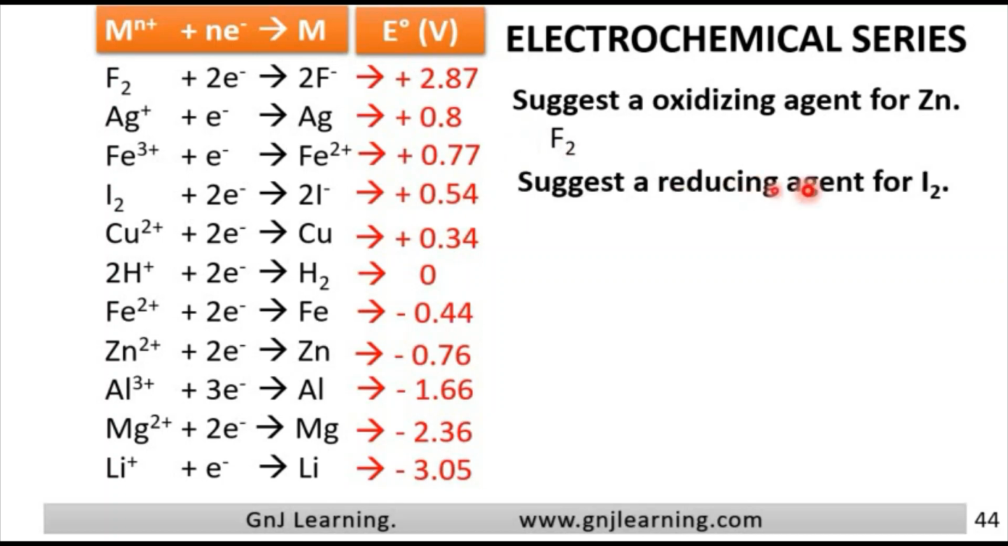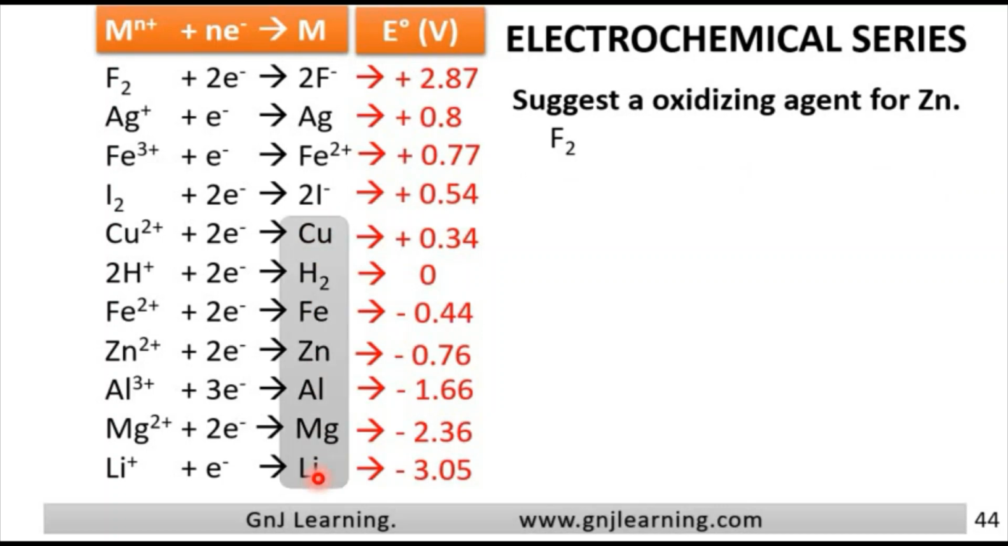Next question: suggest a reducing agent for I2. Where is I2? I2 is here. I want to reduce it to 2I minus, so I want to suggest a reducing agent. Where is the reducing agent in this table? Which one will I choose? In the case of a reducing agent, as you come down, if the E0 value decreases, the reducing agent is stronger. So all the reducing agents below the half cell of I2 can be used to reduce it. Among all these, lithium is the most powerful reducing agent, so I will use lithium.